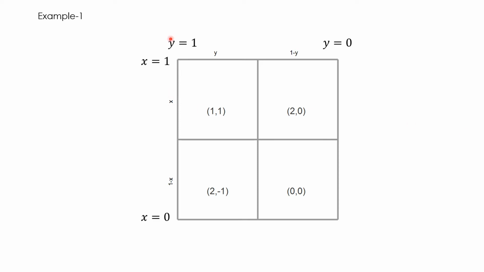This is agent 1, this is agent 2, this is x, 1 minus x, y, 1 minus y. Remember that this vertical line is y equals 1, this is y equals 0, this horizontal line is x equals 1, and this horizontal line is x equals 0. So at this point, x and y are both 1. Likewise, at this point, x and y are both zeros. This is the point where x equals 1 and y equals 0. This is the point where x equals 0 and y equals 1.